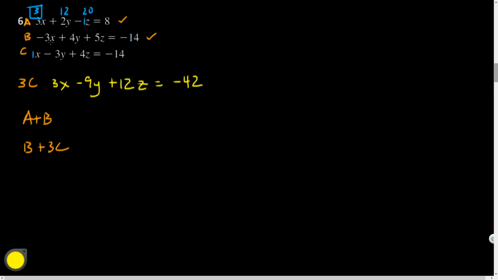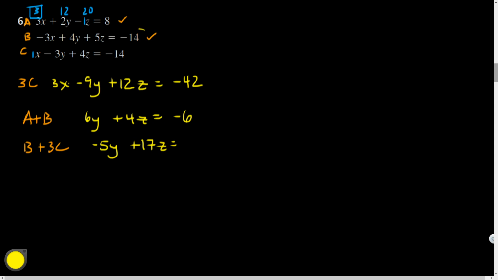So 3x and negative 3x, no x's. 2y and 4y, 6y. Negative z and 5z, 4z's. 8 and negative 14 is negative 6. All right, now let's do B plus 3C. Boom, boom, gone. 4y and negative 9y is negative 5y. 5z and 12z is 17z. And let's see, let me make sure I get the right row here.